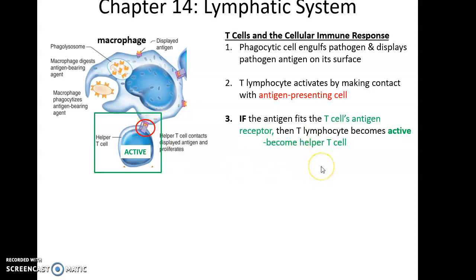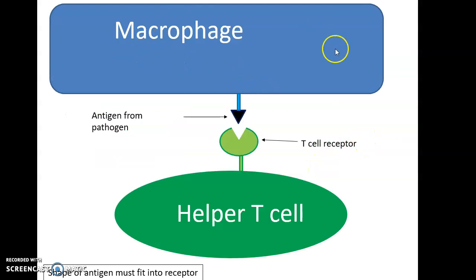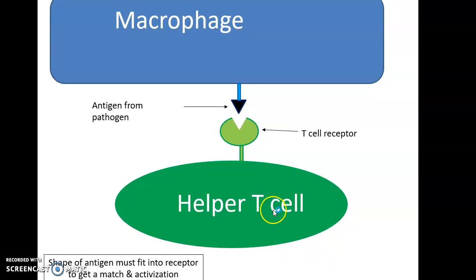So again, here's the macrophage. It's displaying part of an antigen. Again, this is just a structure that the pathogen had on its surface that the macrophage is now displaying. Helper T cell shows up, and look at that, the helper T cell's receptor fits that antigen perfectly. Helper T cell gets activated because that helper T cell knows the pathogen and is ready to get the fight against that pathogen started.